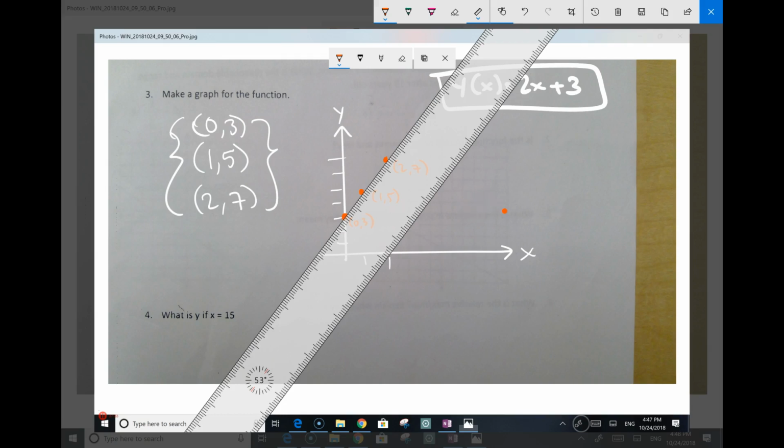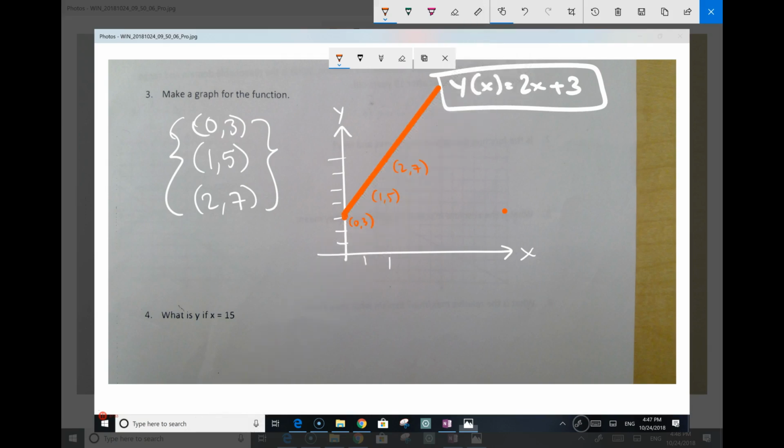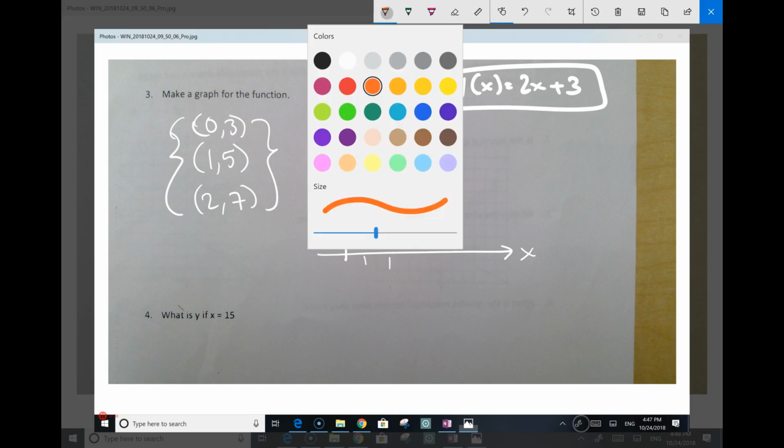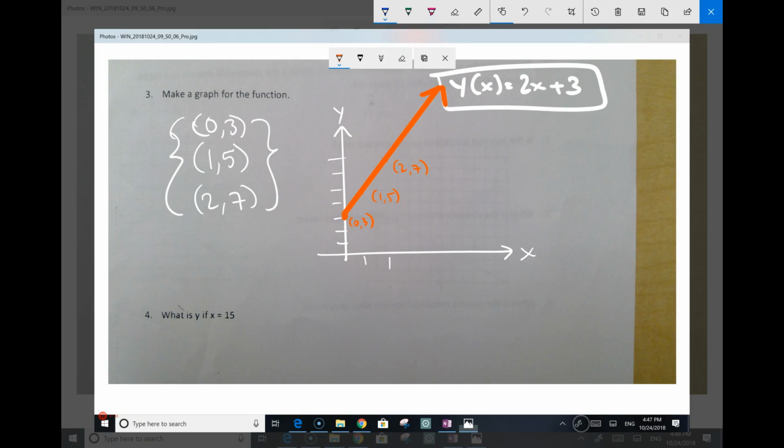Oops, sorry about that. Let me try this again. All right, so we're going to go there, and we're going to go all the way up. And then, when we remove the ruler, put an arrow on it. That arrow, again, indicates that our domain and our range are infinite in their own respective directions. So I'm going to highlight the points that I had earlier. Okay. All right, and that is number 3.